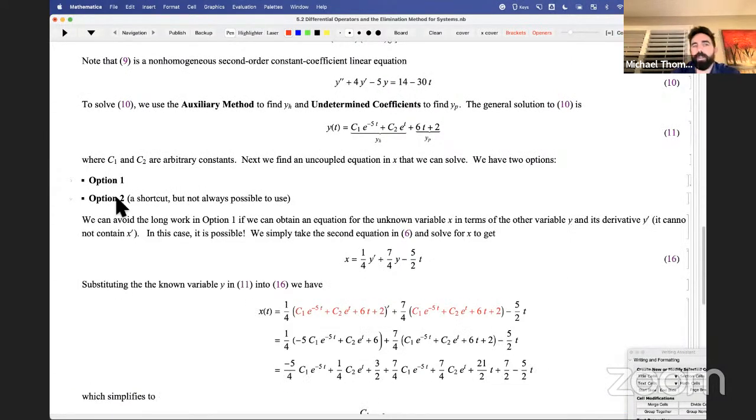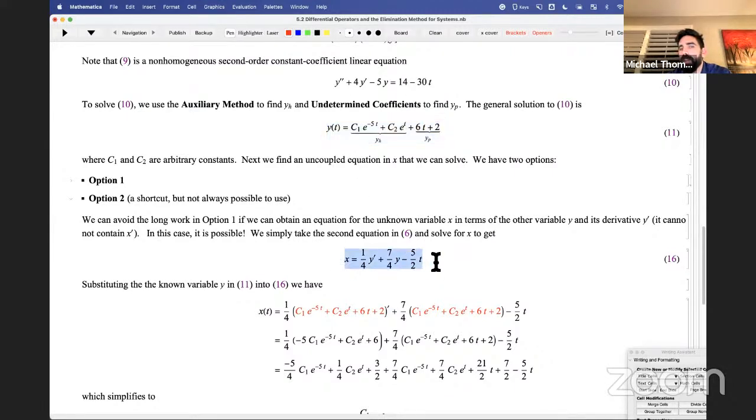So we've already solved for y, right? So y is a known variable. The unknown variable is x. So if we can somehow come up with an equation that involves the unknown variable x, the thing we're trying to find, and only known stuff, well, we know y. We can find y prime, so that's known too. We should be able to just plug in y here and then solve for x. Does that make sense? We've already got y up here.